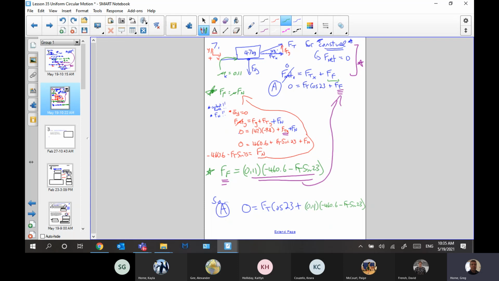So that's just the FF plugged in. As you can see in this formula, there is only an FT in the equation, so you can solve for FT. And that's what we were looking for, right? Did it say find the tension force? Yeah, time to find the tension.